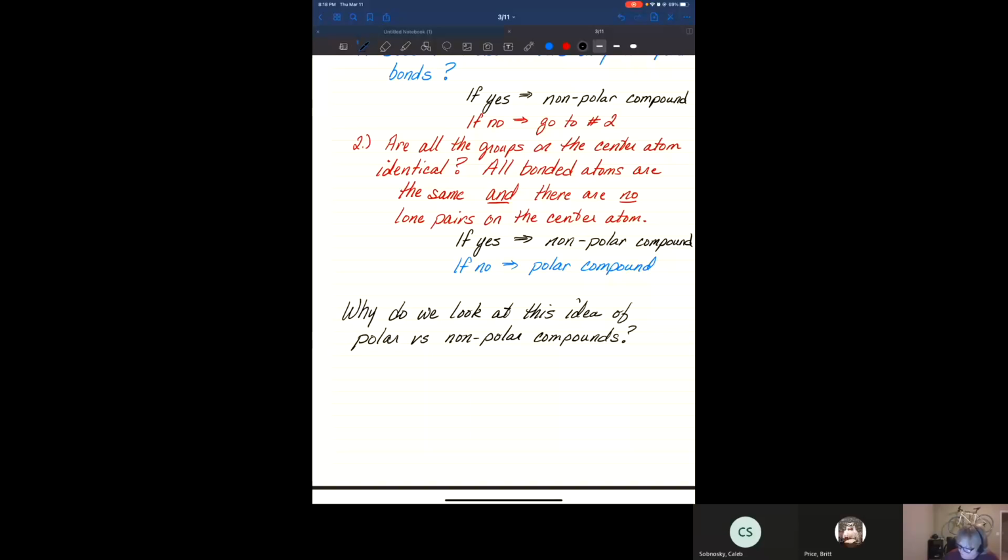So why do we look at them? It's because polarity plays a major role in the strength of what are called intermolecular forces, affectionately abbreviated IMF.